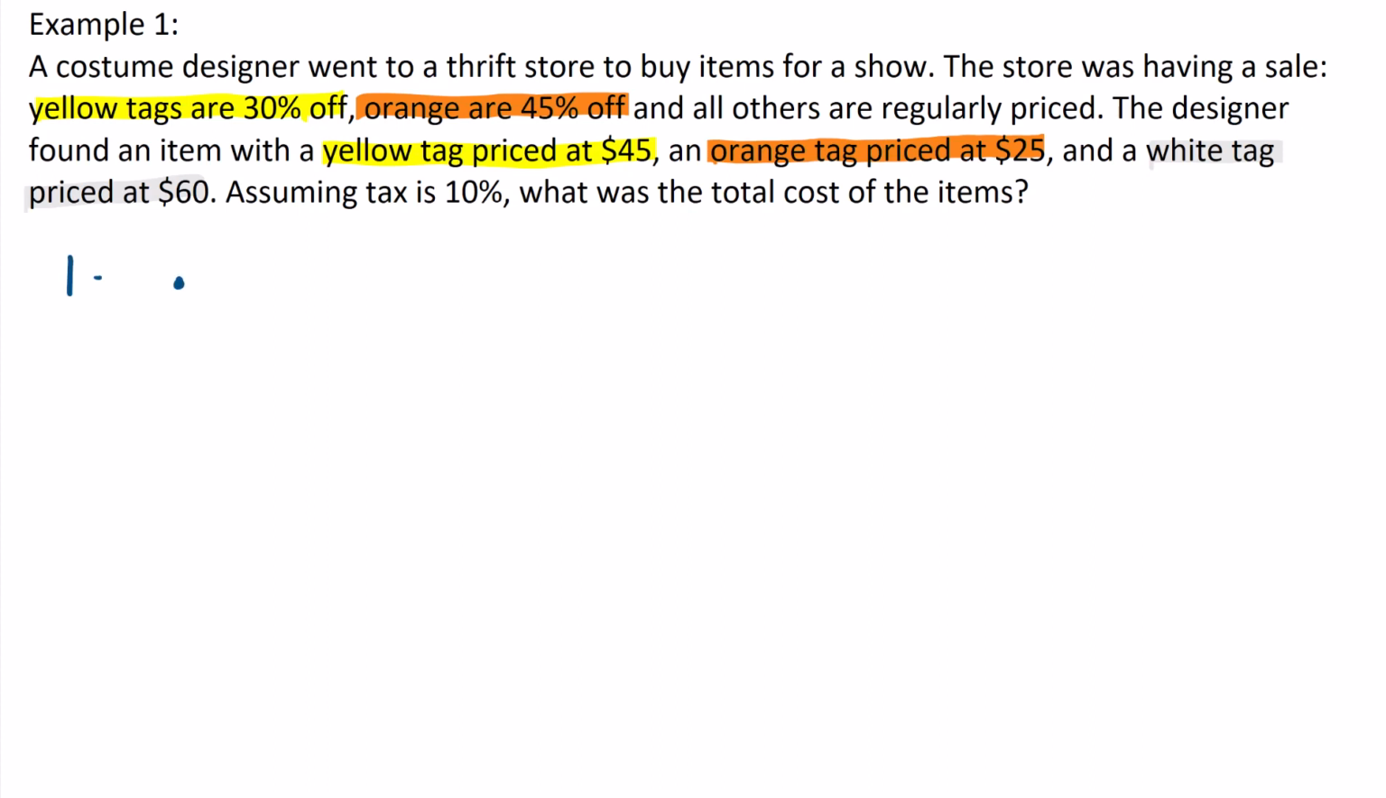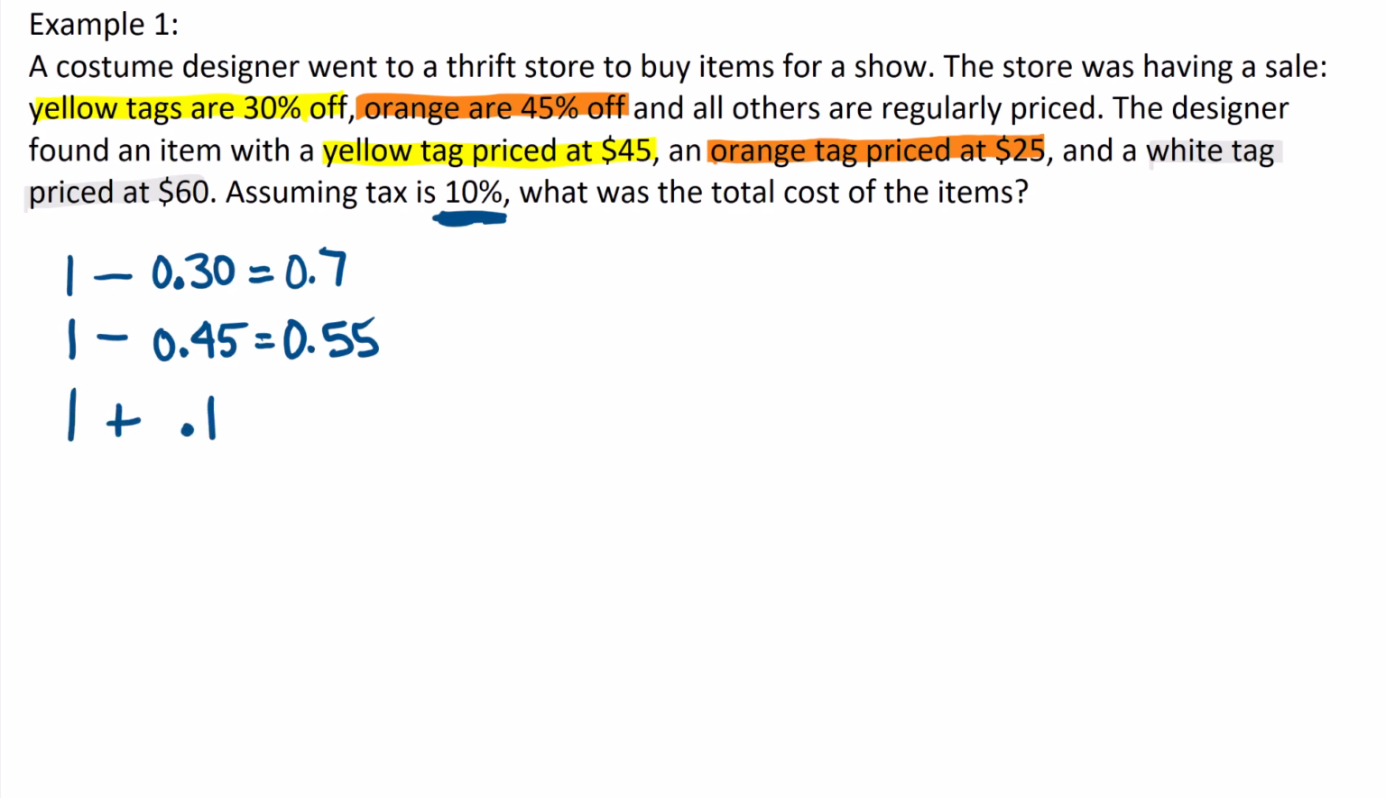We have 1 minus 0.30 gives us 0.7. Notice that I converted to a decimal, subtracted from 1. Next we have 45% off, so 1 minus 0.45 equals 0.55. So these are our remaining percentages or decimals that we would have to pay toward the total cost of the item. We have a 10% tax, so that would be 1 plus 0.1, which gives us 1.1.